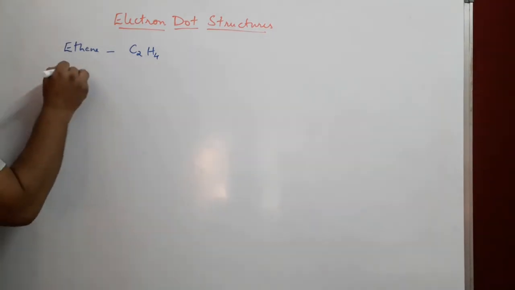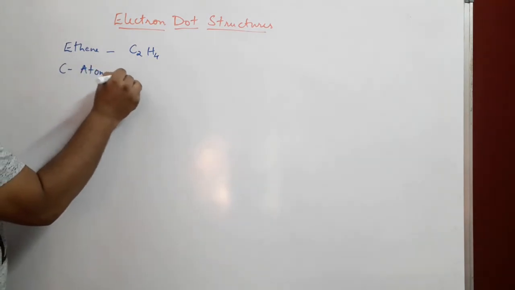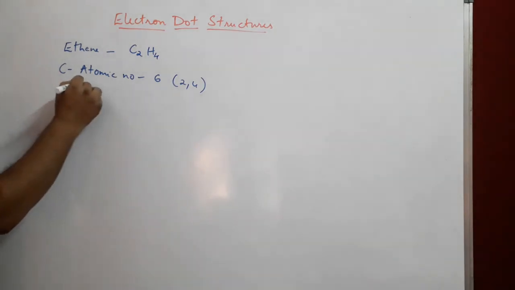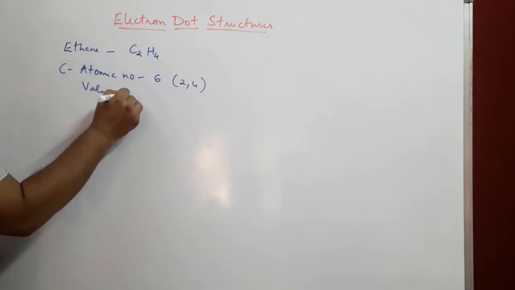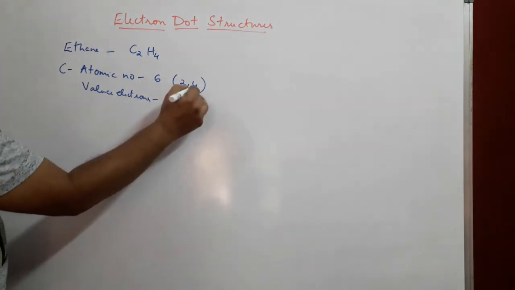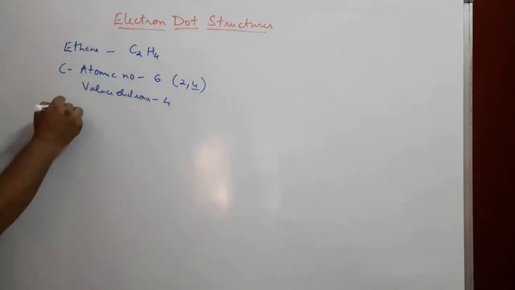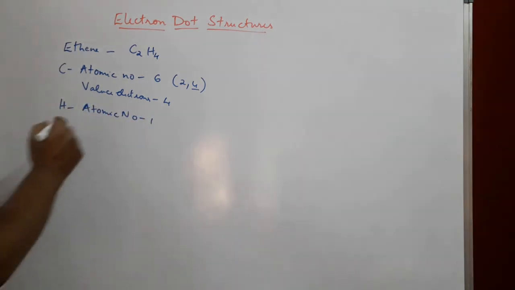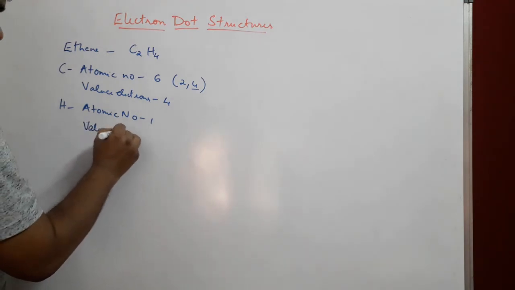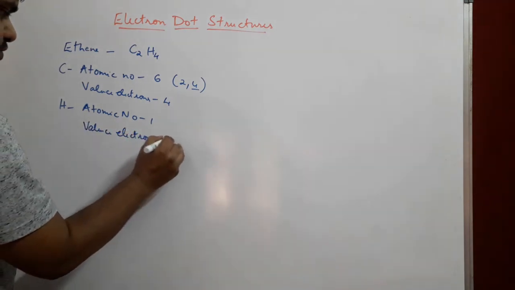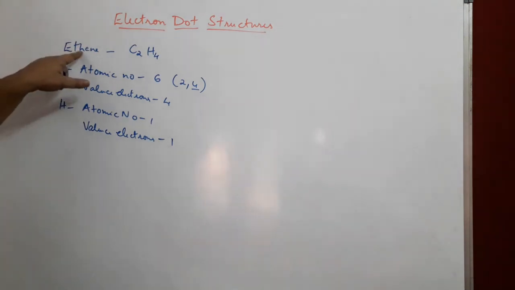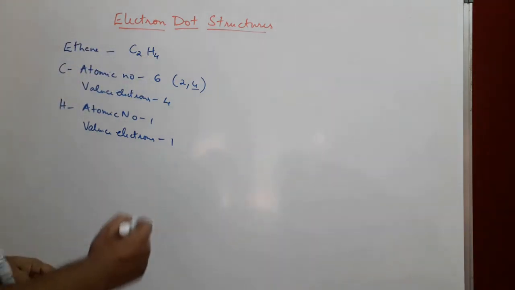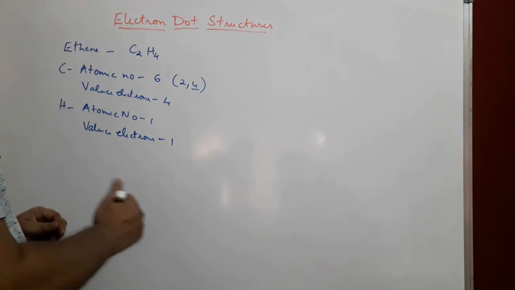So once again, we write down the atomic number of carbon, which is 6. So we have a configuration of 2, 4. Valence electrons are 4. So these are your valence electrons. Then hydrogen, we have atomic number 1. Valence electrons also is 1. Now in case of ethene, we have 2 carbon atoms just like ethane, but there are only 4 hydrogen atoms. So let's see how this pairing or sharing happens in this case.